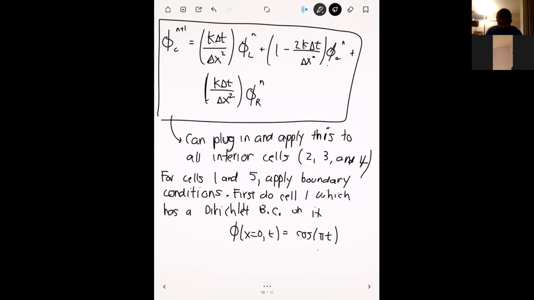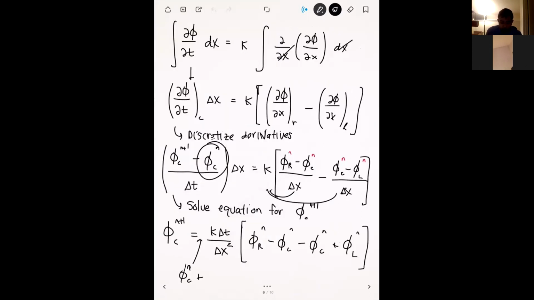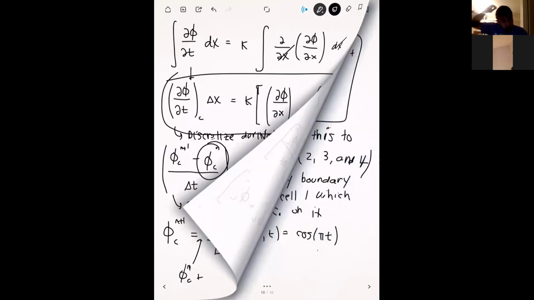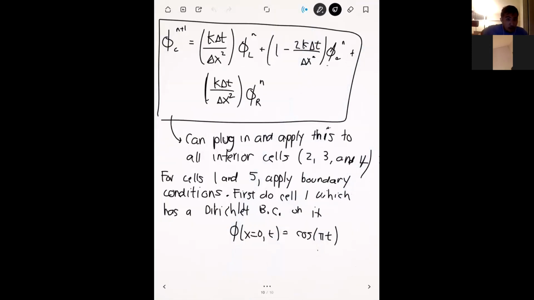And so I'm going to go through the same process that I did here, where I'm going to start from a step like this. And then I'm going to incorporate the Dirichlet boundary condition into that. All right. So any questions on this so far? Okay. All right, and so for cell 1, since that boundary condition is on the left of the cell, the boundary condition is going to affect our computation of partial phi partial x on the left side.